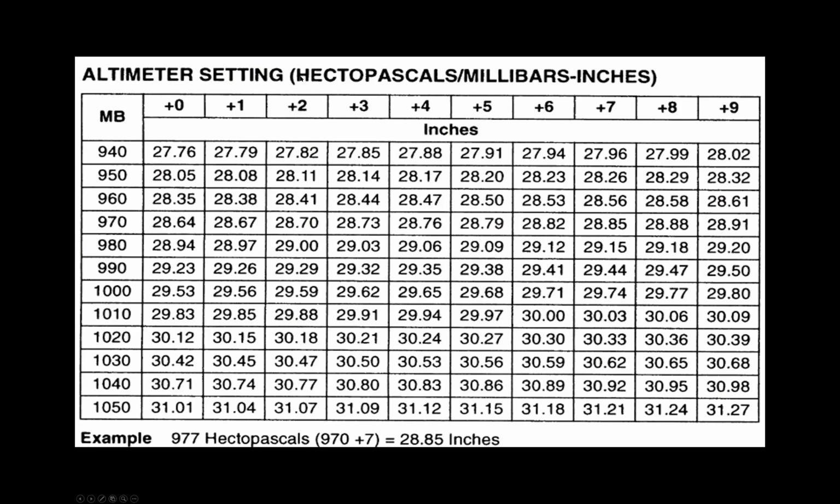Here's your altimeter setting, hectopascal, millibar, inches chart. I had almost this exact same chart on my knee board. These days, with these fancy newfangled jets, you actually have a way, if you input, say, 27.88 inches, it'll show you millibars digitally. If anyone's going to go fly an Airbus, this whole thing is a moot point because the airplane calculates it for you.